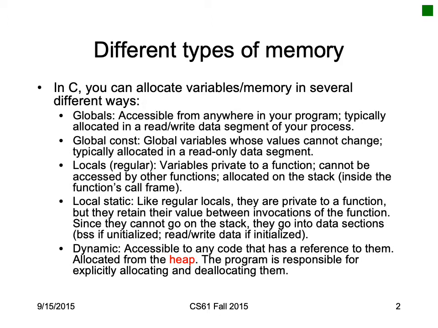But today, mostly what we're going to talk about are dynamic memory locations. So these are accessible to any code that has a reference to them. By reference, we typically mean pointer. They're allocated out of a heap, and the program that uses these dynamic data structures is responsible for explicitly allocating and deallocating them in C. In other languages, you can dynamically allocate variables, and something like a garbage collector will clean them up. And that's something we'll talk about a little later.